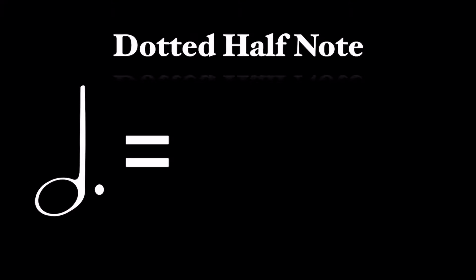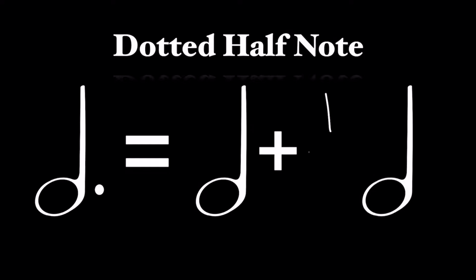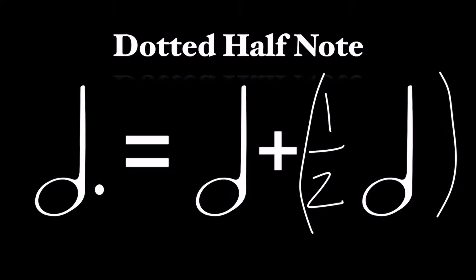Let's go over another important note value, the dotted half note. The dotted half note looks like a half note with a dot, and it gets 3 beats. So that's going to be a half note plus half of a half note. That's the math. So that's 2 beats plus 1 beat is equal to 3 beats.